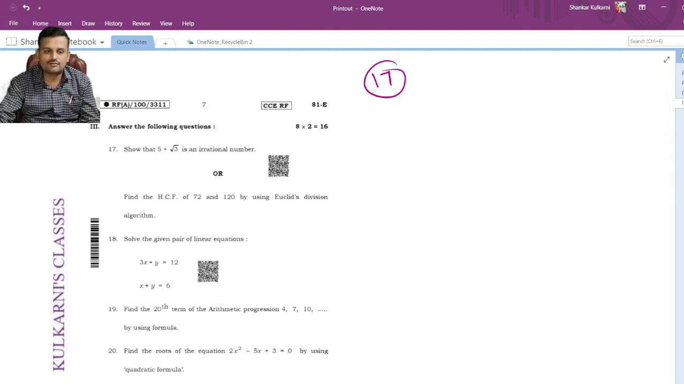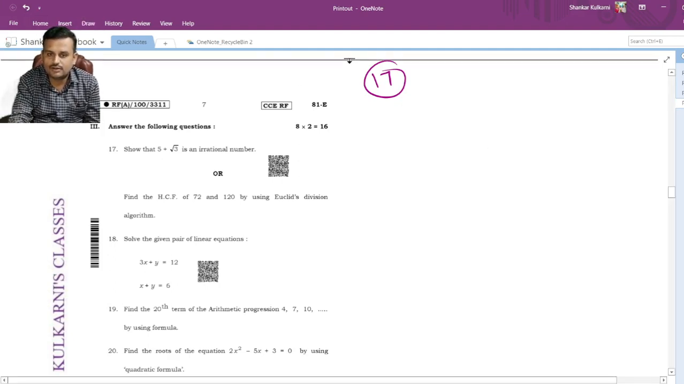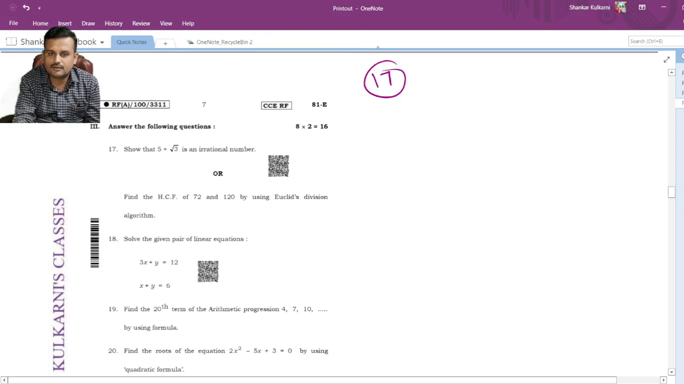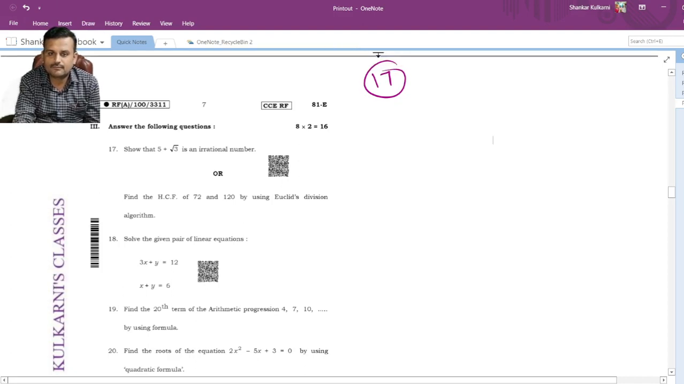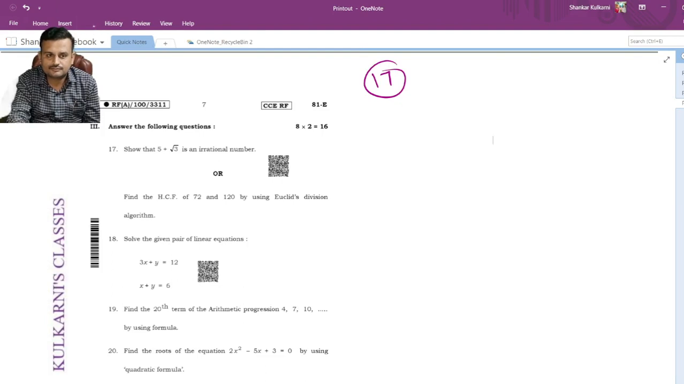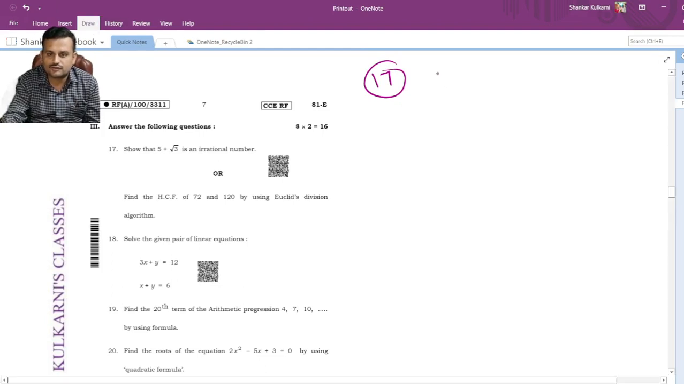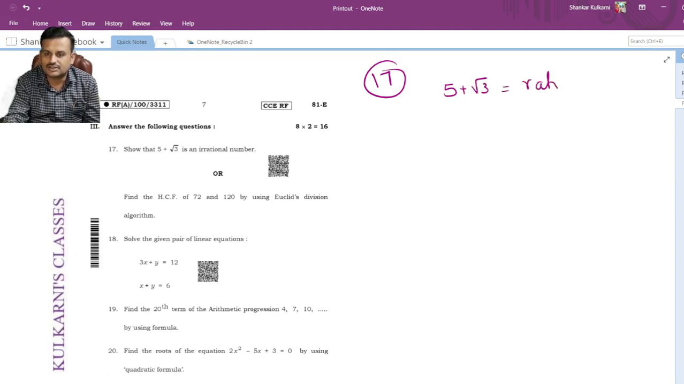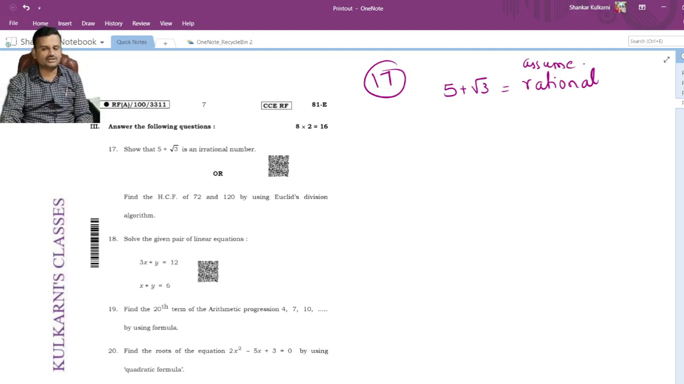To prove that, first of all, I will go for it. Please observe here. What I will do now, I will take this once. First of all, I will take 5 plus root 3 is equal to rational. I will assume. So assume that 5 plus root 3 is a rational.